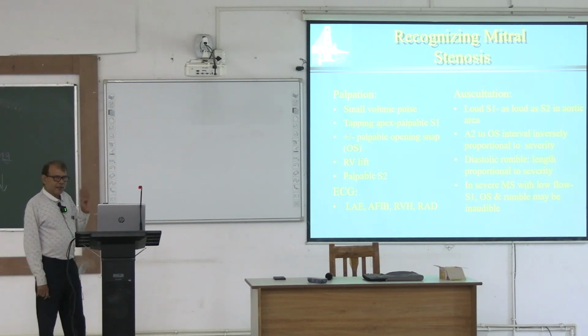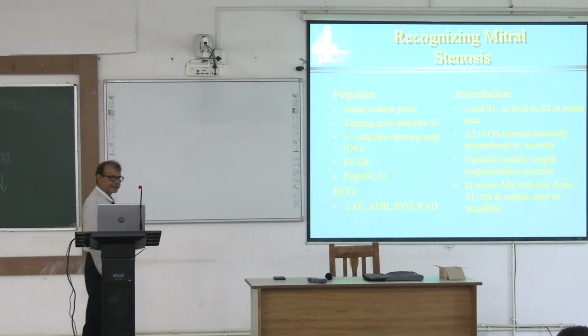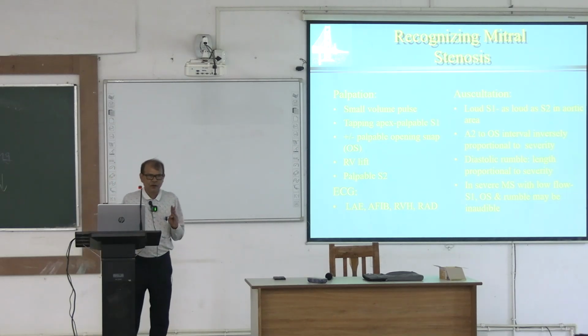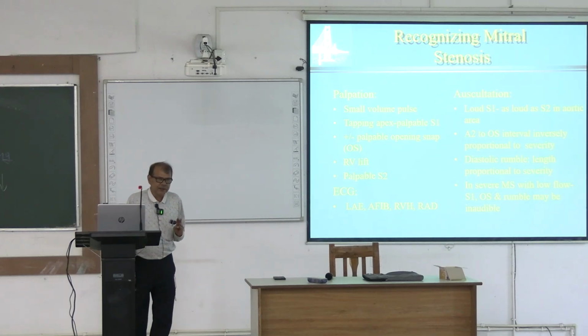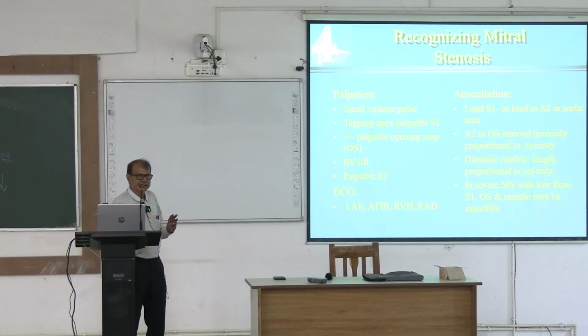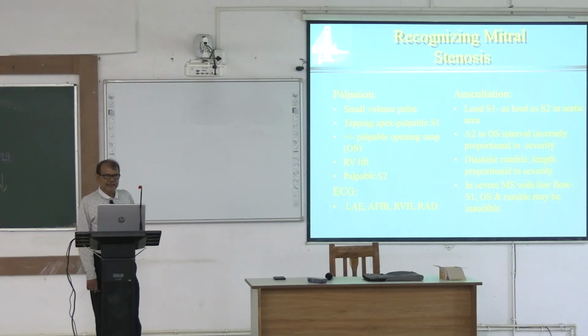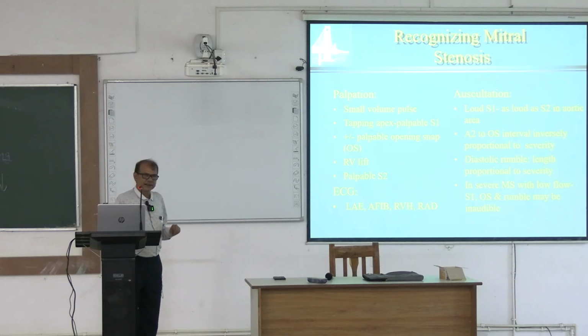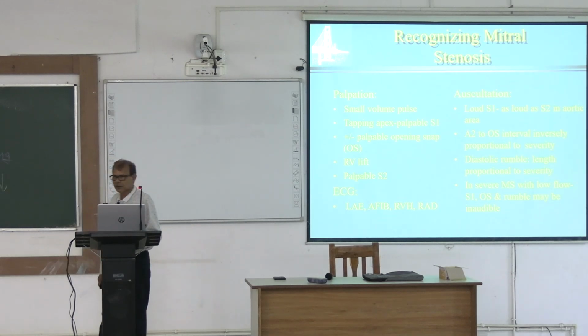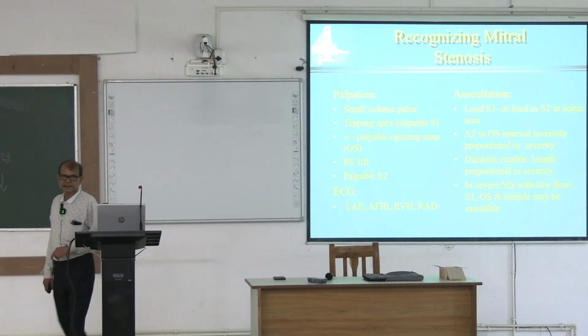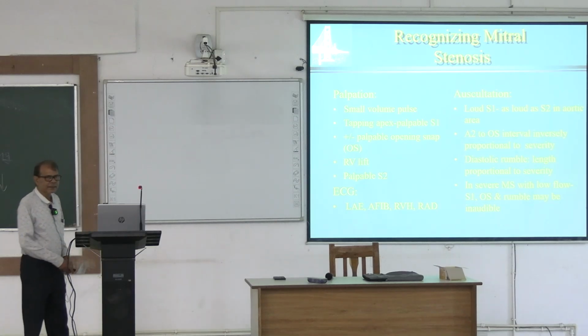So, S1 short, sharp, accentuated, S2 normal in intensity, but in case of pulmonary arterial hypertension, S2 is loud due to accentuated P2 component. Second, opening snap. Third, the mid-diastolic rumbling murmur. Fourth, additional features like murmur of tricuspid regurgitation or murmur of pulmonary regurgitation, known as Graham Steell murmur.